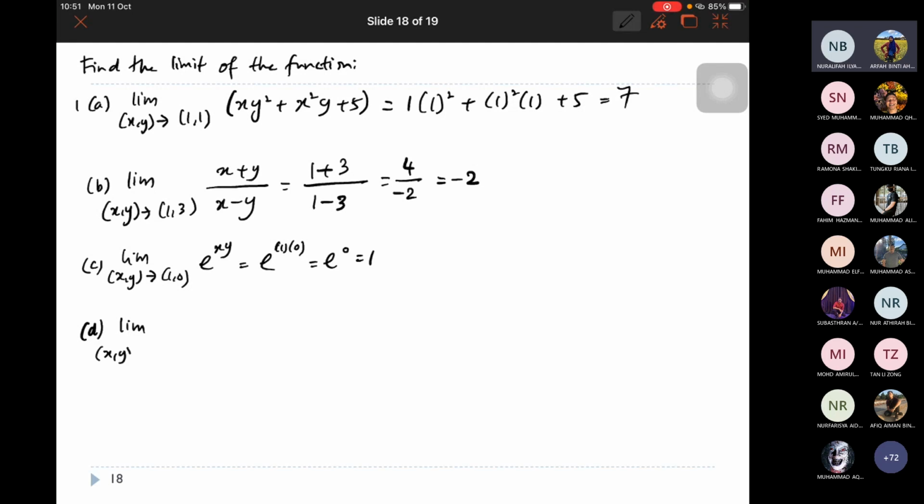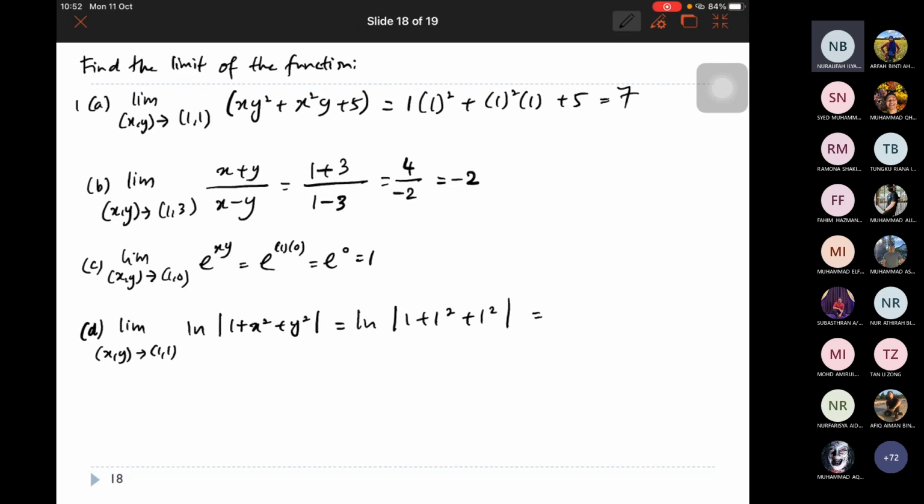So limit of (x,y) approaches (1,1) of ln(1 plus x squared plus y squared). Okay, kita buat soalan 1 je lah, soalan the rest tu nanti kita buat besok. Ln 1 plus x squared plus y squared sama dengan berapa? So dia akan jadi ln 1 tambah 1 squared tambah 1 squared. Ln 3. Kan? Betul ke soalan?